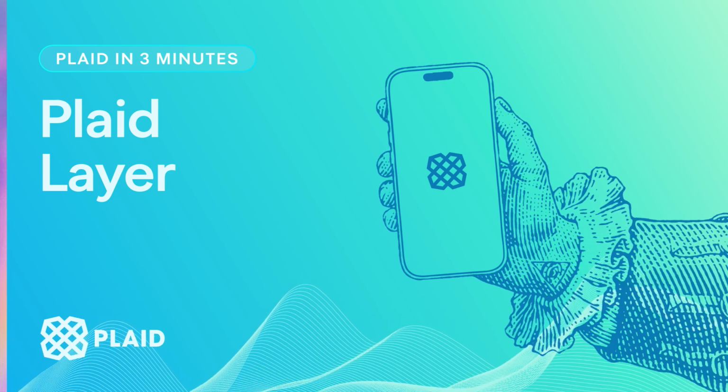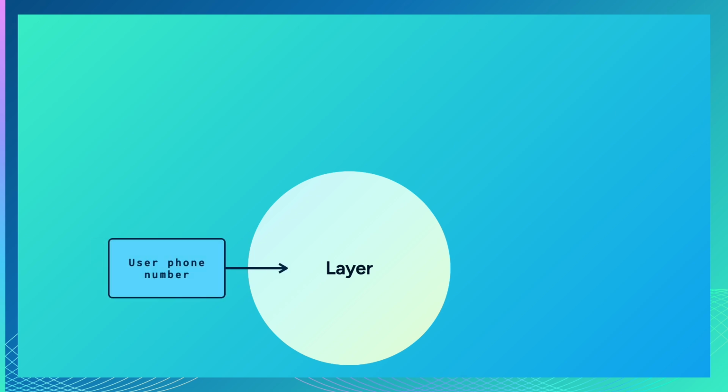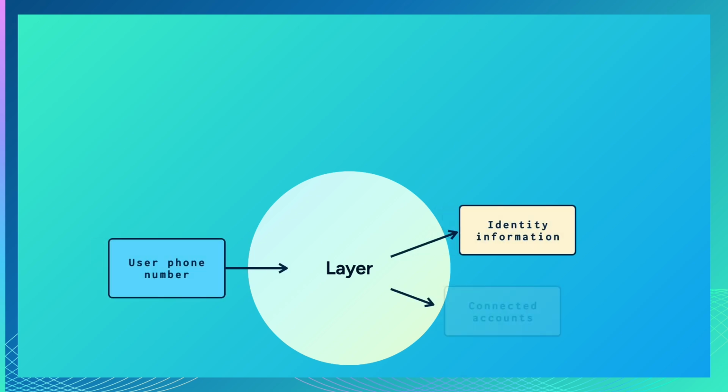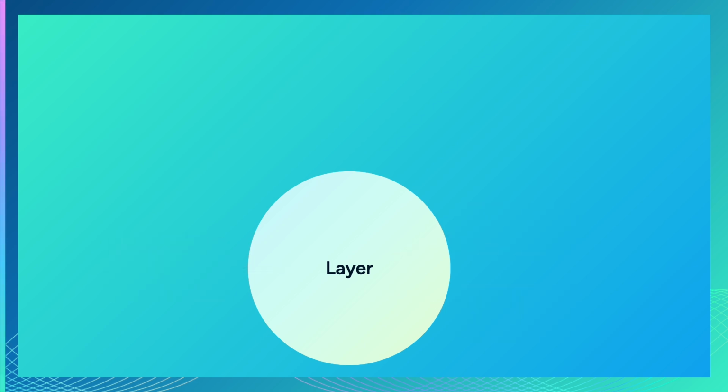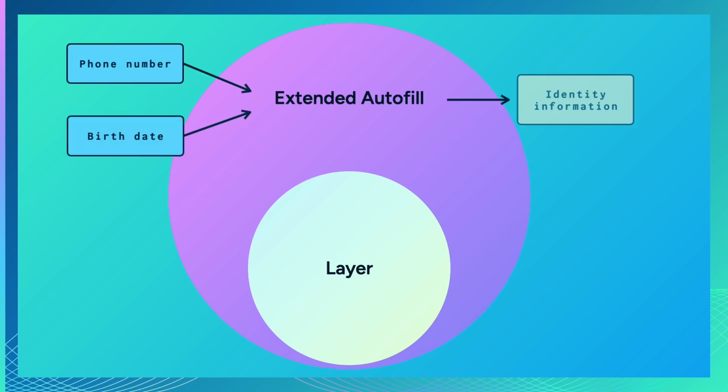Now, you should know there are two ways that Layer can provide data. With traditional Layer, you onboard customers that are already in Plaid's network. All it takes is a phone number and we can send you identity information and financial accounts your users have connected to in the past. And if they're not in Plaid's network, we have you covered there with extended autofill, which adds millions of additional users. You provide us with a phone number and a birth date, and we fetch identity data from high-quality data sources in real time.